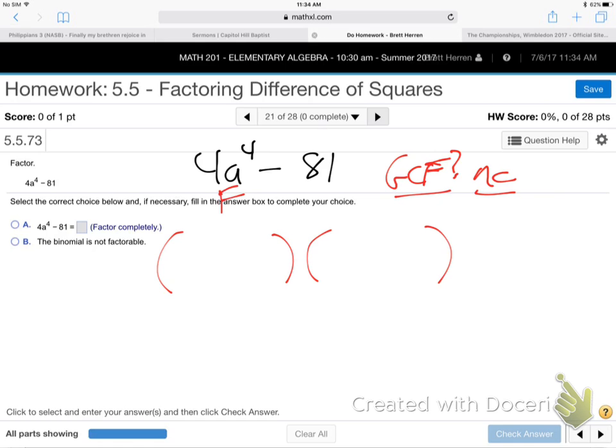So FL, because we only have 2 terms, it's FL. So front times front to be front. What times what is 4a to the 4th? 2a squared, 2a squared, right? We good there? And then last times last to be 81, 9 and 9. 1 plus 1 minus to make negative 81. Good? Straight to the 2. No GCF, no messing around with the 1 big parenthesis.